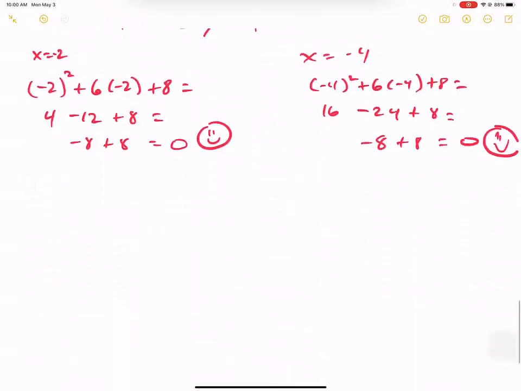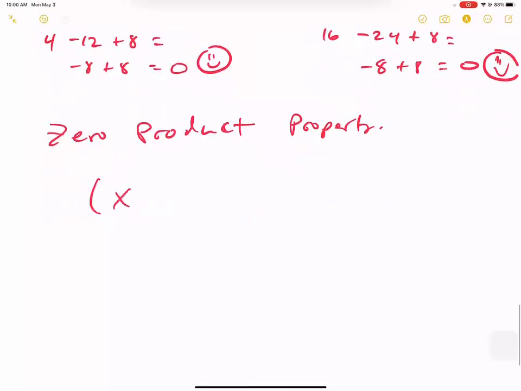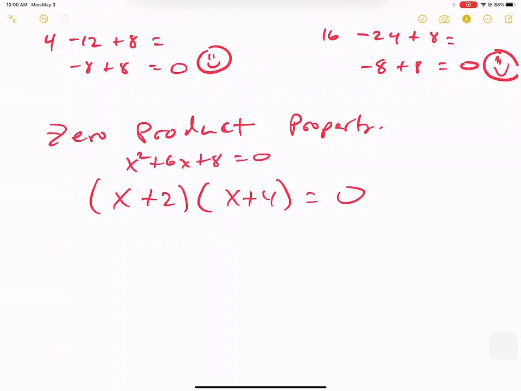Let's go back to our factoring step. Let's look at the zero product property. And this is why it works. We said our factor was x plus 2, x plus 4 equals 0. Okay? So we took our complicated problem with too many possibilities and we said, you know what, let's break it up. Let's make this easier. So I separated it into two easier problems.